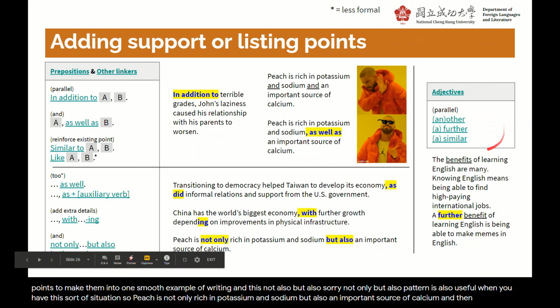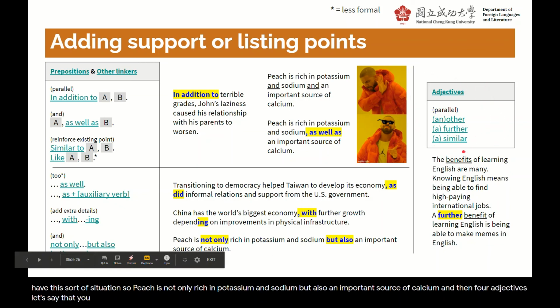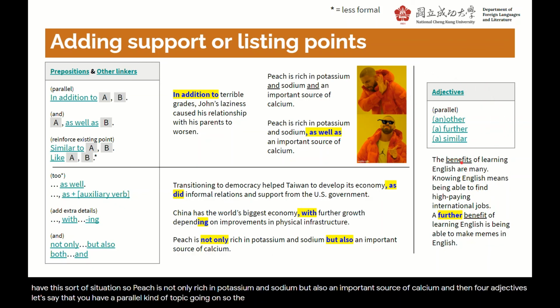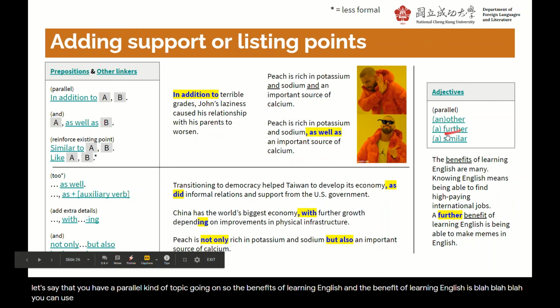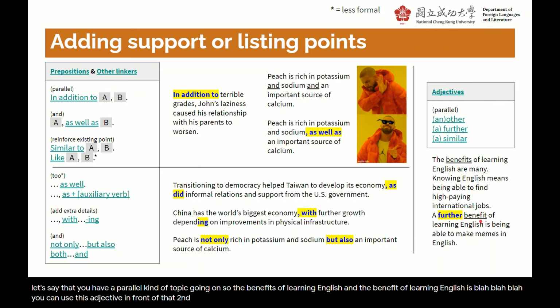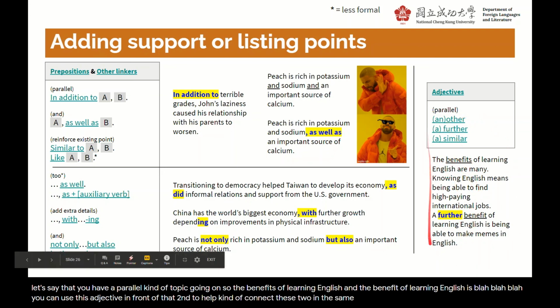And then for adjectives, let's say that you have a parallel kind of topic going on. So the benefits of learning English, and the benefit of learning English is blah, blah, blah. You can use this adjective in front of that second one to help connect these two in the same topic section together.